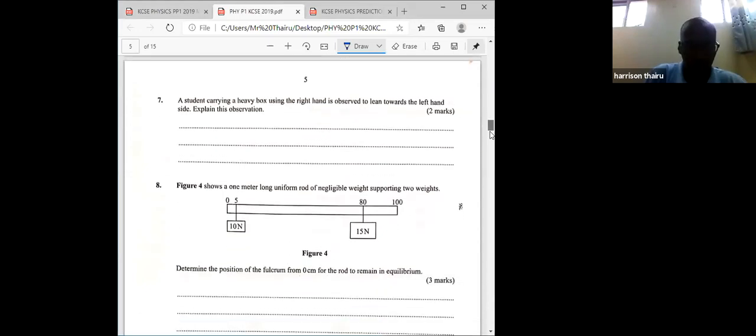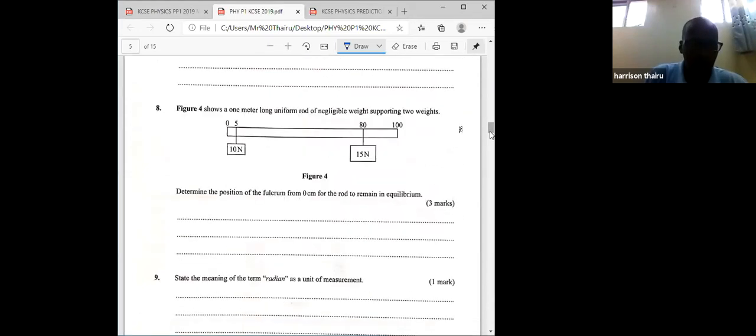We now go to question number 8. Figure 4 shows a 1 meter long uniform rod of negligible weight supporting 2 weights. Determine the position of the fulcrum from 0 centimeters for the rod to remain in equilibrium. So we don't have the pivot in this case. Suppose you place the pivot at that point. So determine the position of this fulcrum or pivot from 0.